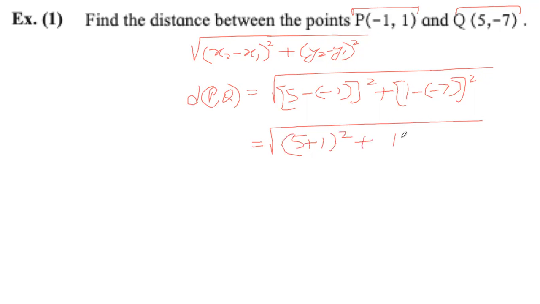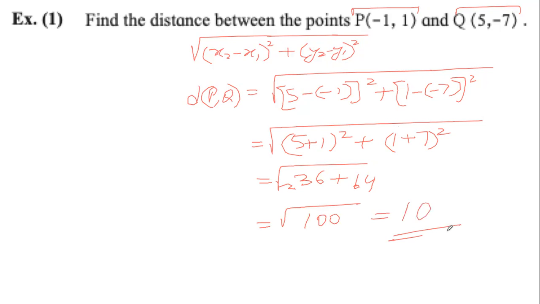Then 1 plus 7. Then 6 square is 36. 8 square is 64. 36 plus 64 is 100. Square root of 100 is 10. So the distance between points P and Q is 10 units. Alfia, you missed the square root symbol in the first and second step. Tushar, you got this wrong.